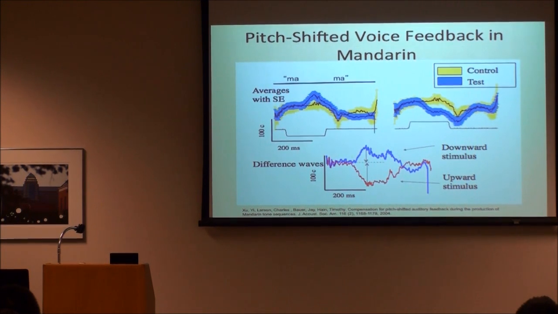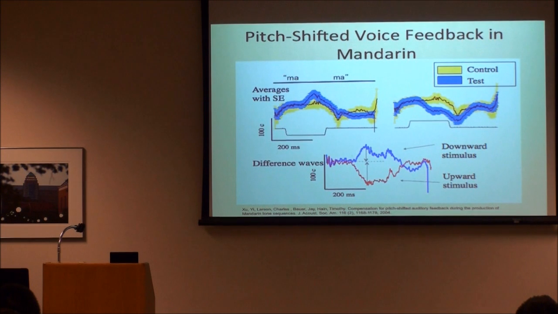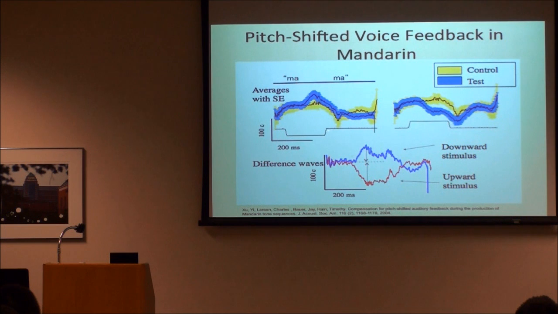But then we also had a high tone followed by a rising tone, or a high tone followed by a falling tone. I'm just showing the 2 high tones. Okay, so there's 2 syllables, ma, ma, and here's the pitch shift stimulus, a downward pitch shift stimulus. And the yellow lines show the control, that is without pitch shift stimulus in both cases. And the blue lines show the response.